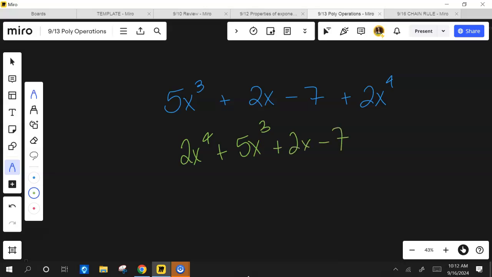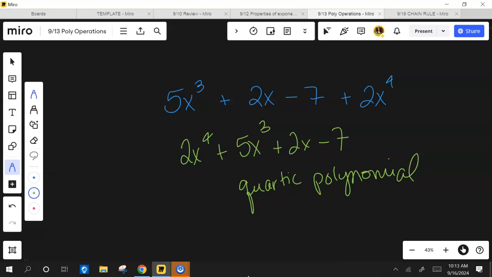Classify the polynomial by its degree and number of terms. What is it? It's a quartic polynomial. Yep. Quartic polynomial.